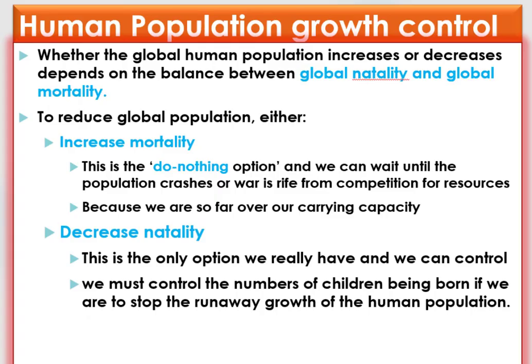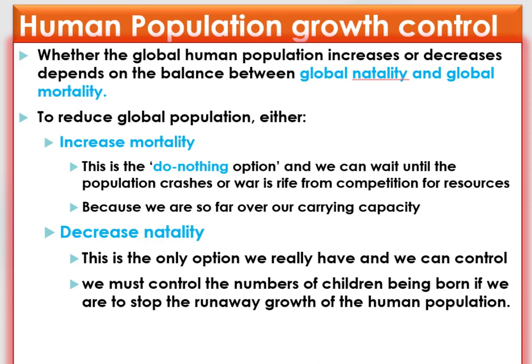Human population growth control. Whether the global human population increases or decreases depends on the balance between global natality and global mortality. We can reduce global population growth by using two techniques. The first one is increasing mortality rate, and the second one is decreasing natality rate. In the first case, increasing mortality, this is the do-nothing option, and we can wait until the population crashes or war is rife from competition for resources. This can happen when population growth is so far over our carrying capacity, the carrying capacity of the country or the world.